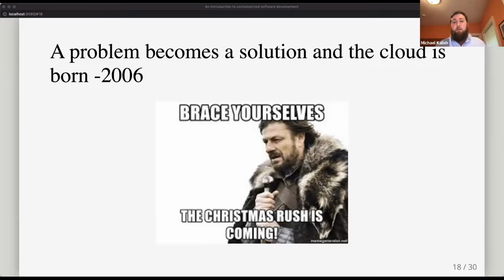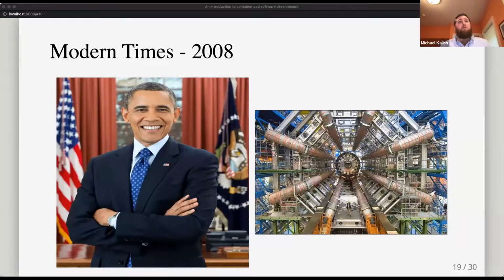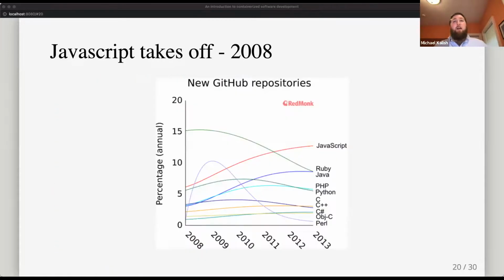All right, jumping ahead to more modern times, 2008. President Obama was just elected. We just launched the Large Hadron Collider. Things were going good. And then what else happens?